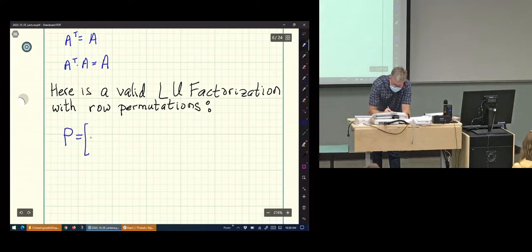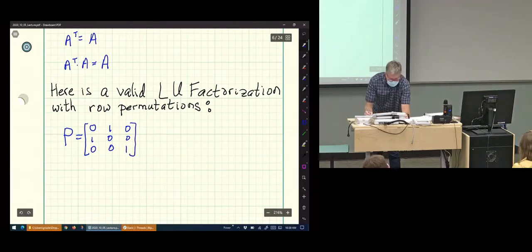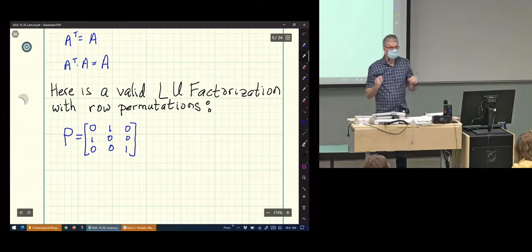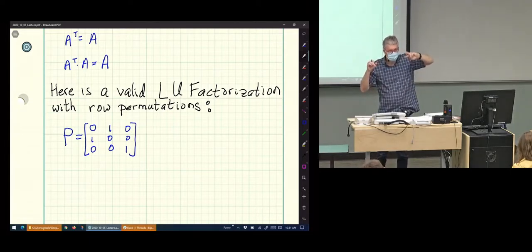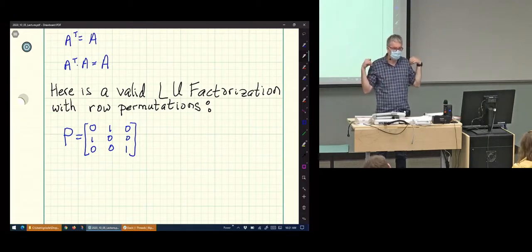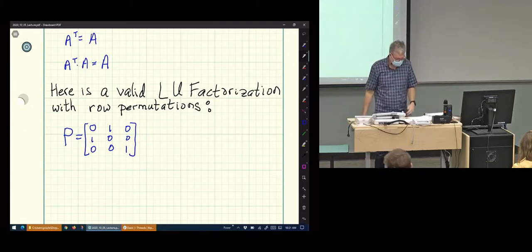So here's my permutation matrix. It's 0, 1, 0, 1, 0, 0, 0, 0, 1. Okay, so what does this permutation do? I've swapped two rows of the identity. So what does it do when I multiply it times a matrix? It swaps the corresponding rows in the matrix, okay?